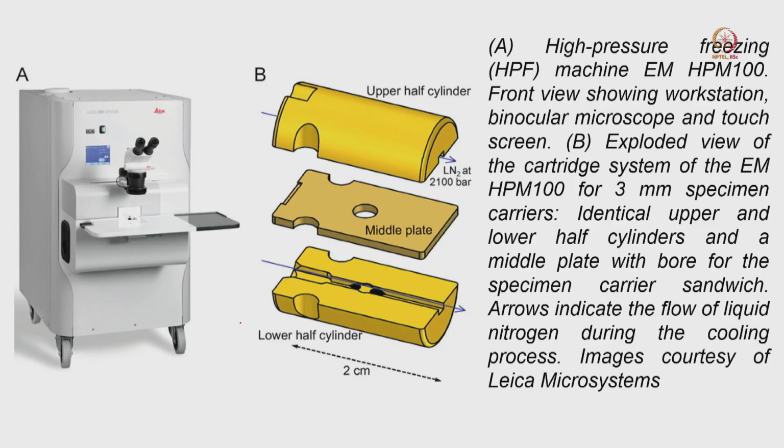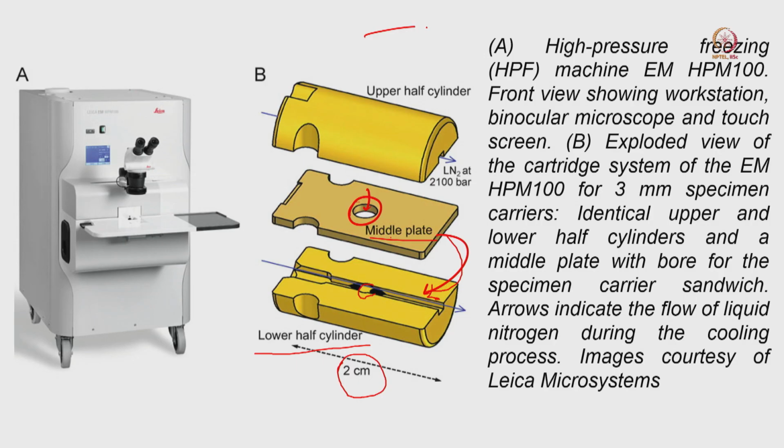Now, the most important part is this particular part. This is the lower half of the cylinder, total length is only 2 centimeter, where the sample can stay. This is the middle plate, which will come and fix somewhere here. When this middle plate is fixed here, in the next part, this is the area where we are going to add the sample.